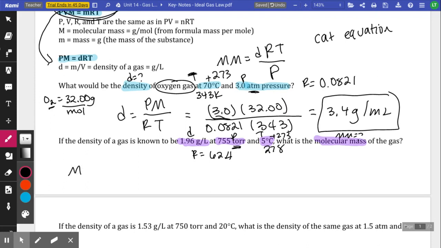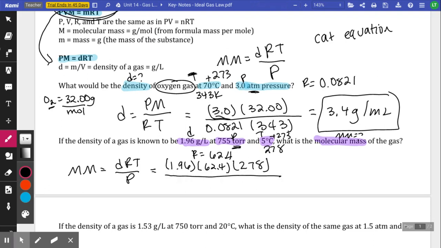Okay, so molecular mass is equal to dRT over P. So then we just plug everything in. So 1.96 times 62.4 times 278, all divided by our pressure, which is 755. Okay, our fewest number of sig figs here is 3. So I got for my molar mass 45.0 grams per mole.